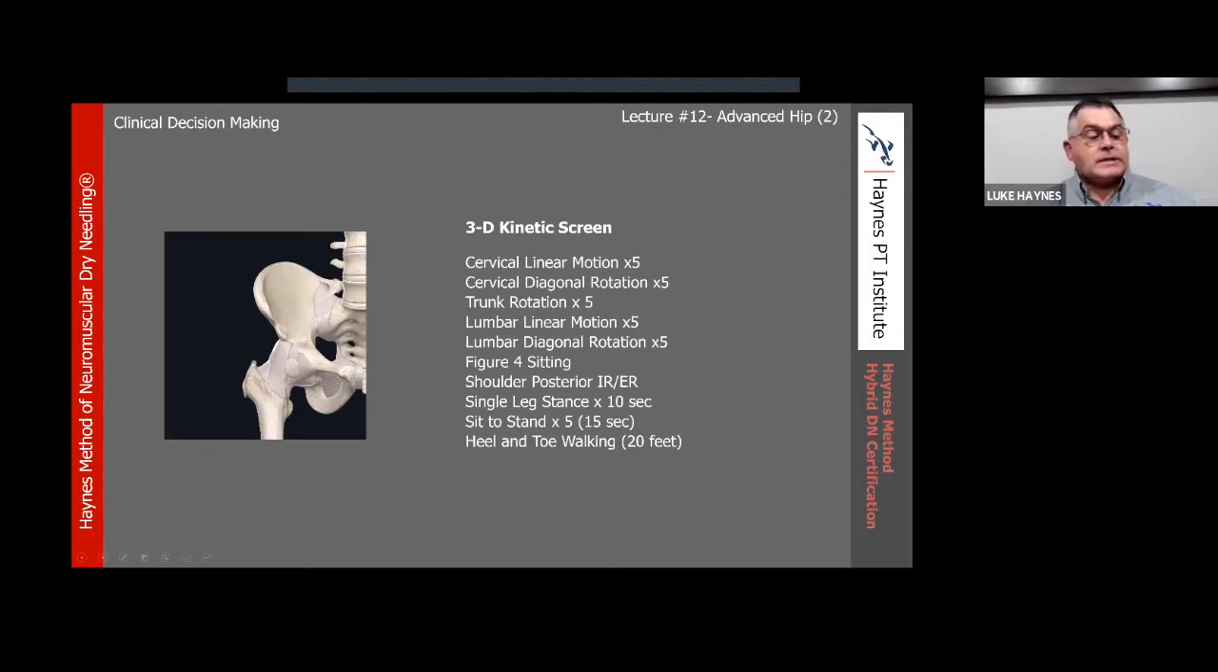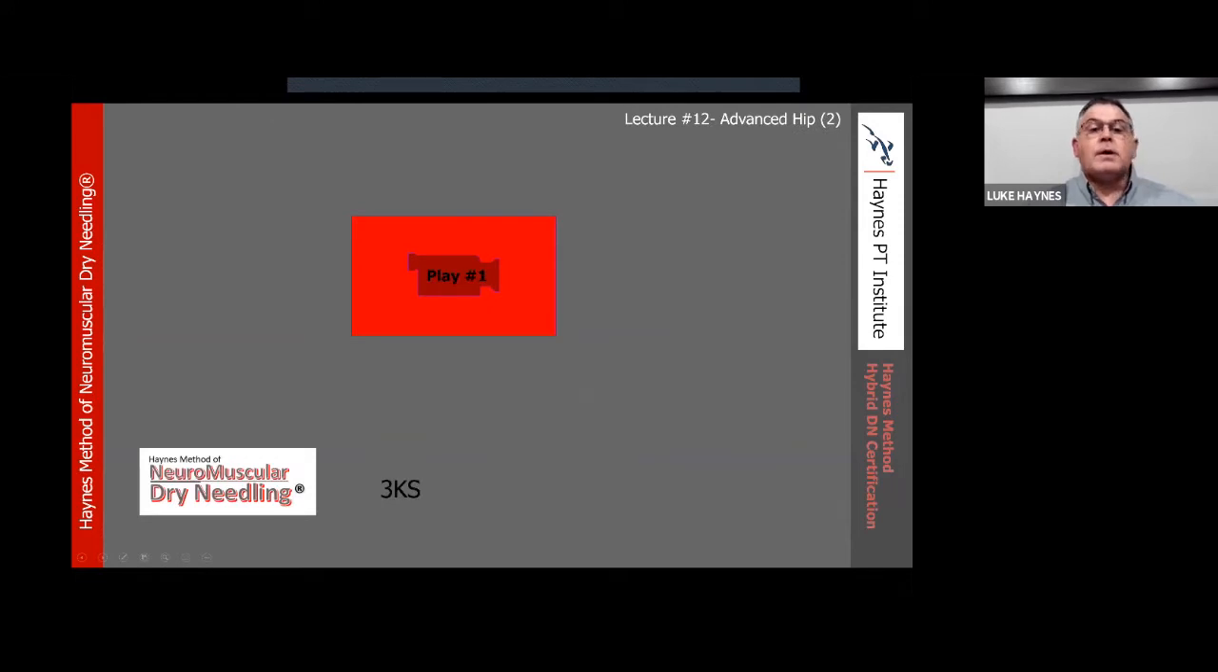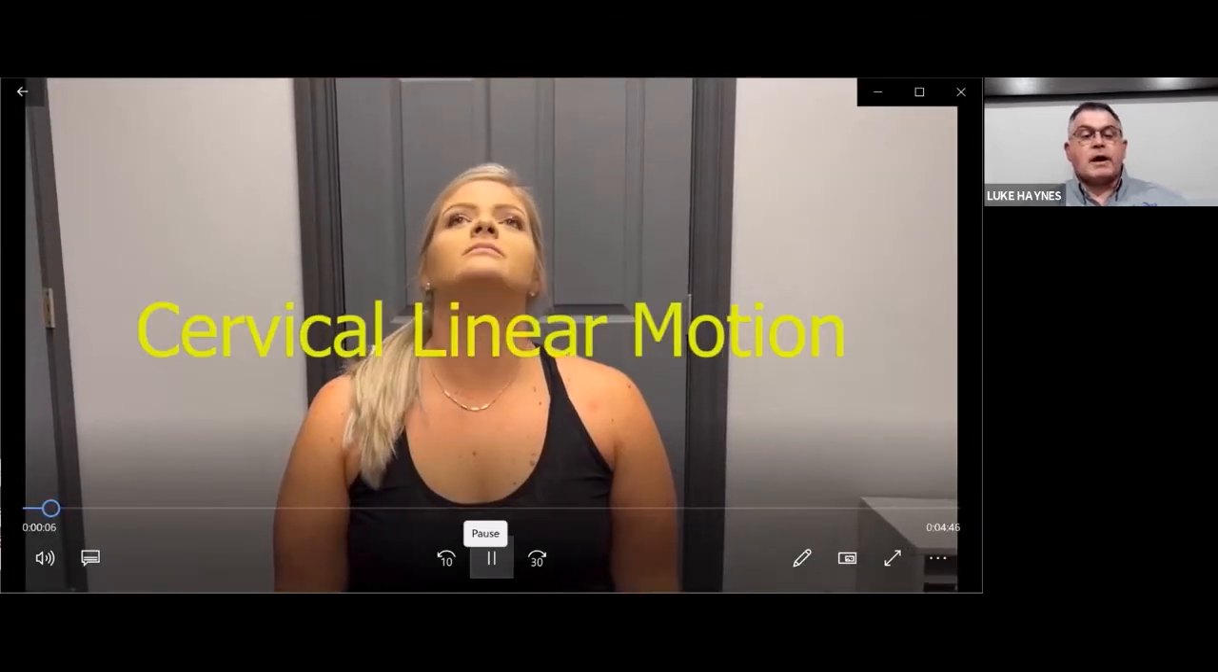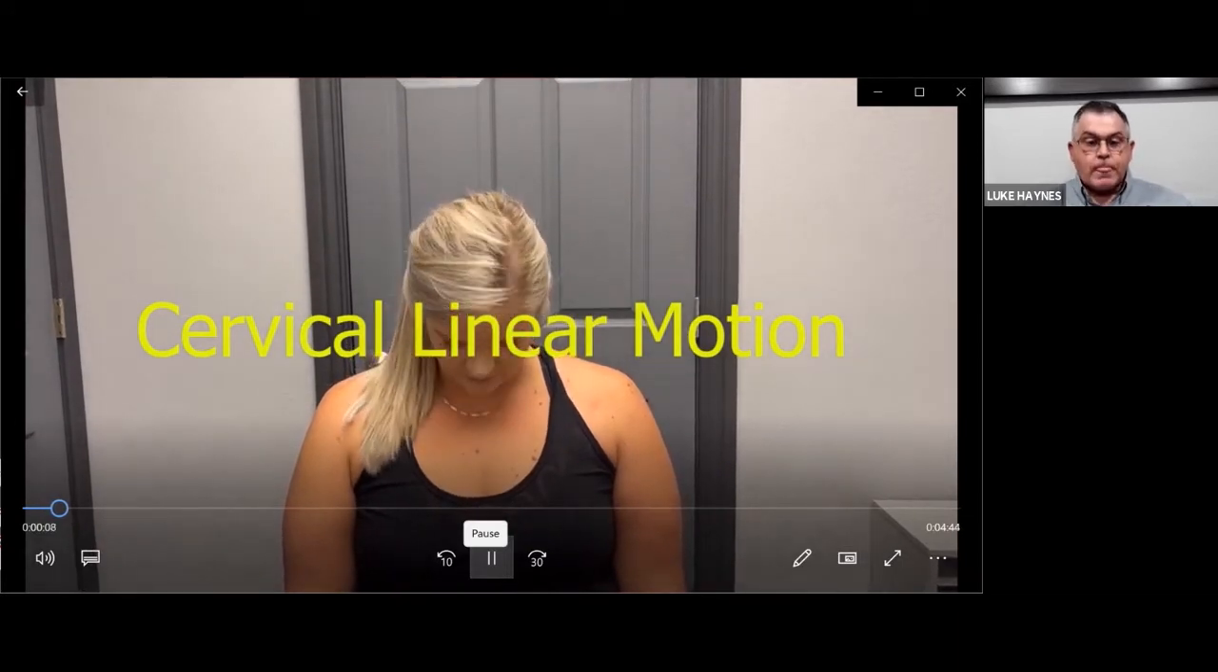So initially, like we've done in previous lectures, we want to look at our 3D kinetic screen. So I'm going to jump right in and let's go ahead and review that. Let me pause here and let's take a look at our 3D kinetic screen. First, we'll look at our cervical linear motion. Again, as previous, we're looking for asymmetries. Understand we're talking about the hip, but we're going to run through the entire piece, getting down into the lower extremities, the trunk and lower limbs as well.